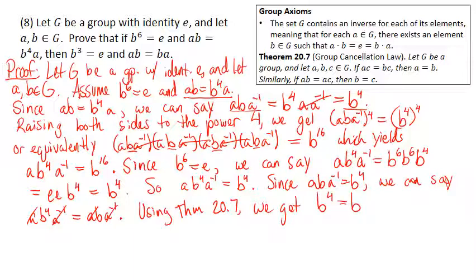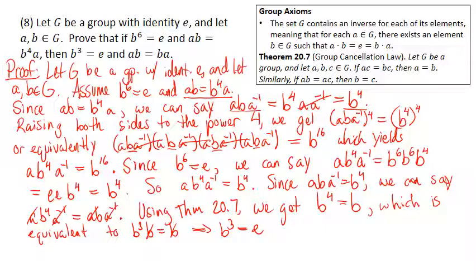And so again, I can rewrite that in the following manner, which is equivalent to b cubed times b equals b. And again, I can cancel, or multiply on both sides by b inverse. So that yields b to the 3 equals e. So when I cancel those b's on either side, I get e on the right, not nothing. Okay, so all right, I'm halfway there. I got b cubed equals e.